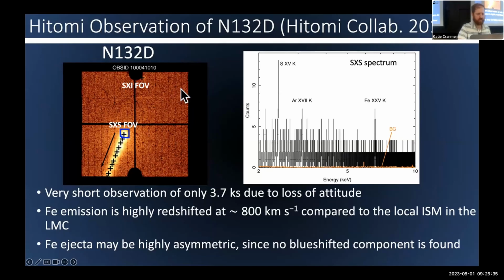SXI field of view. However, even with this very short data set, they still found evidence of iron emission, which they found was highly redshifted at 800 kilometers per second. They didn't see a blueshifted component, so this could suggest that the iron ejecta is highly asymmetric there. So this is a great example of how the high resolution of the detector can overcome the low counting statistics.